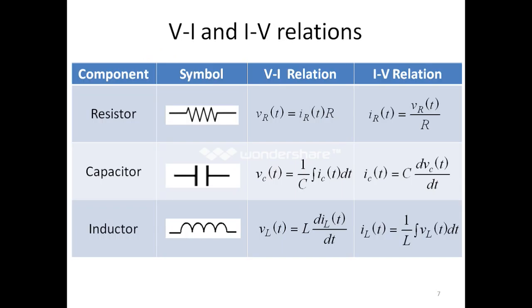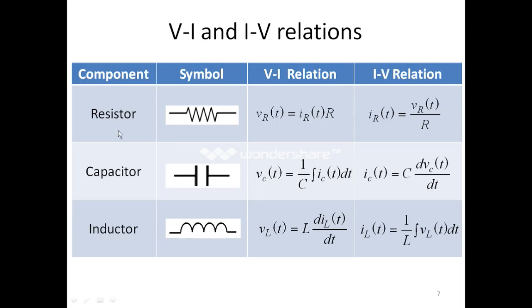So this is the tabular representation of different electrical components, their symbol, then the VI and IV relation. These are very important relations because all our electrical systems consist of RLC only, and if we want to model it, or find the transfer function of a given electrical system, then we must know the VI and IV relation for each and every electrical component. So this is very important.